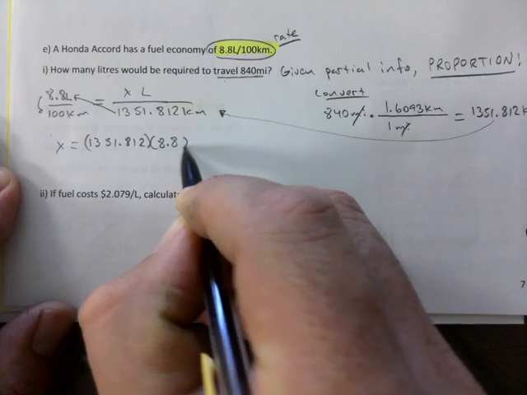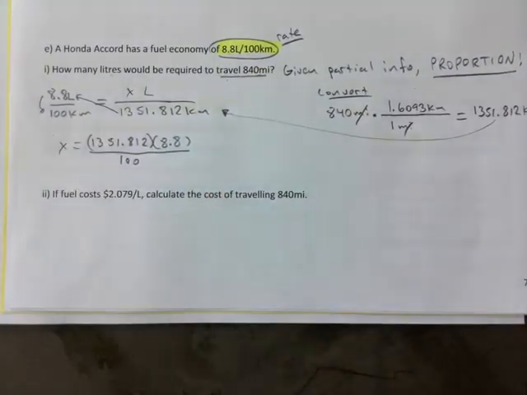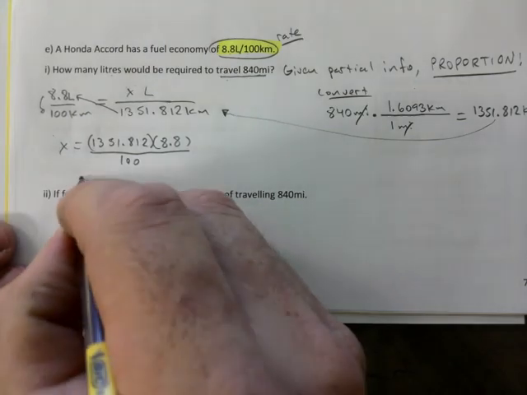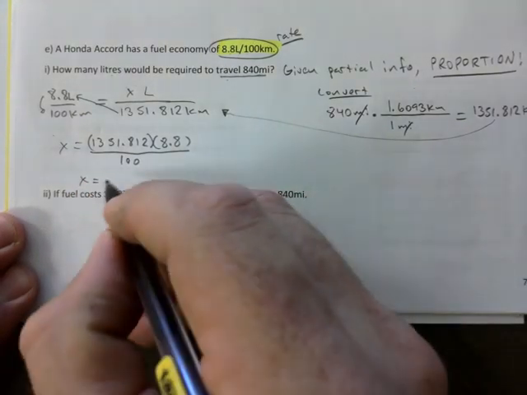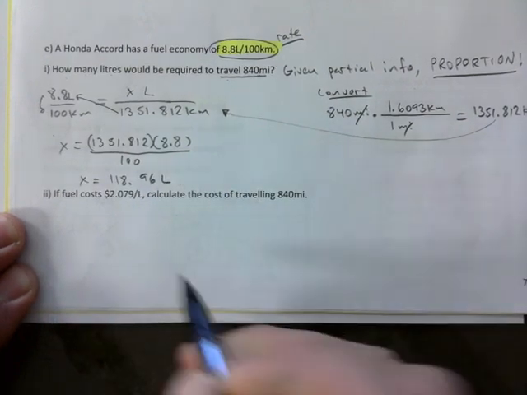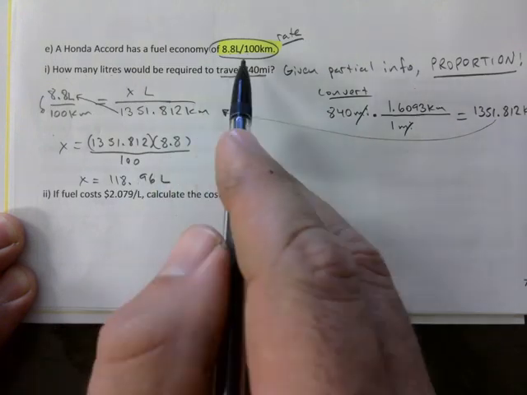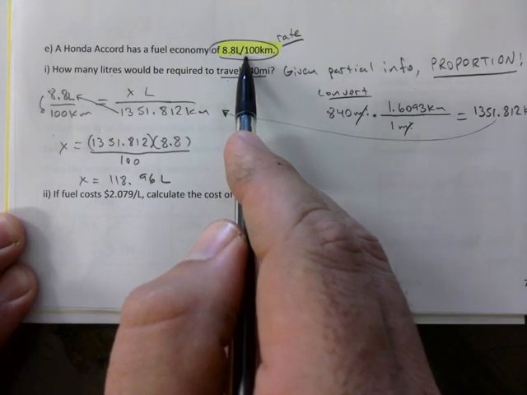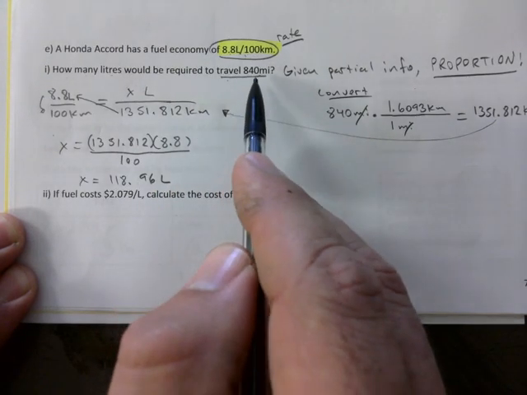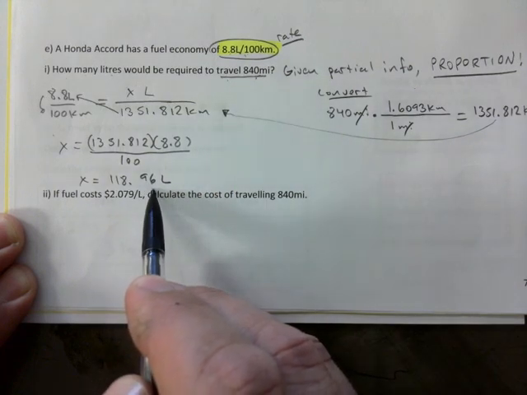Sometimes students want to just cut steps, right? This is already a shortcut, by the way, right? So just show your work, and that gives you 118.96 liters, okay? So basically what you just answered is that if this is true, in order to travel 840 miles, you'll need this many liters of fuel.